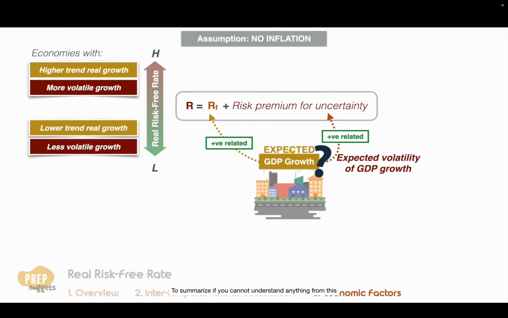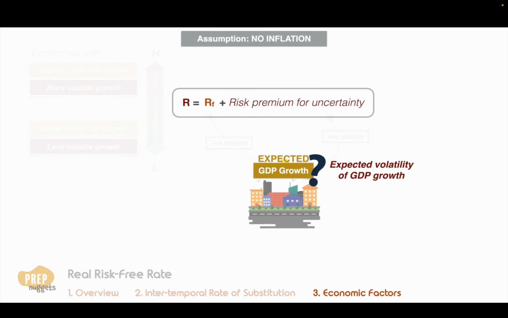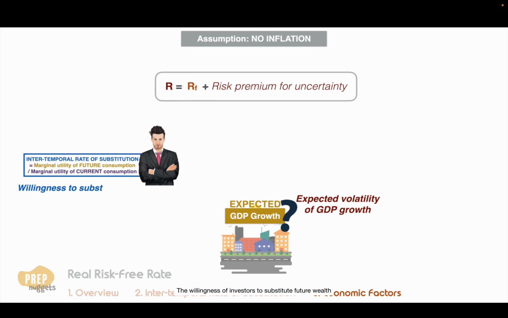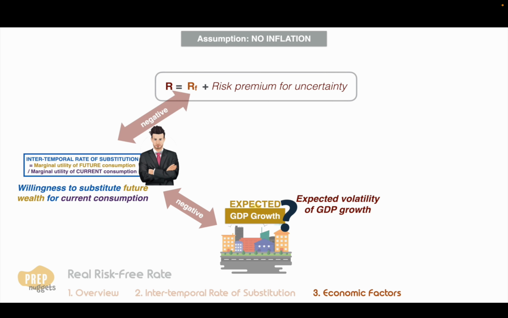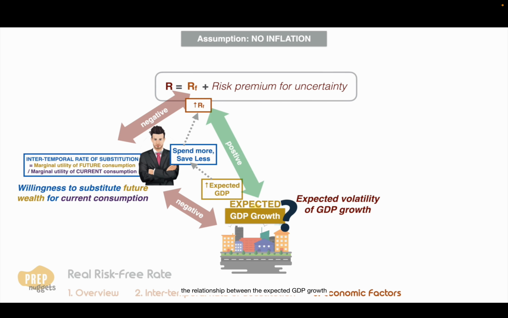To summarize, if you cannot understand anything from this lesson, make sure you at least remember this key takeaway. The willingness of investors to substitute future wealth for current consumption will be inversely related to the expectation in real GDP growth, which in turn have an inverse relationship with the real risk-free rate. When investors expect future GDP to be high, they'll be inclined to spend more and save less, so the real risk-free rate should increase to provide a higher compensation to investors who save. The relationship between the expected GDP growth and real risk-free rate is positive.